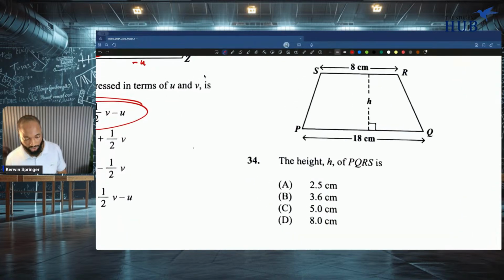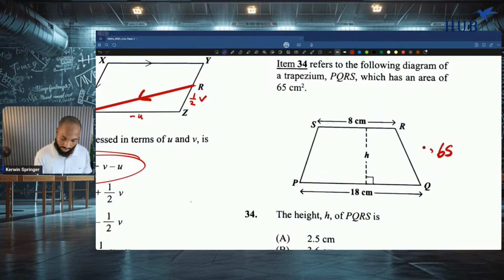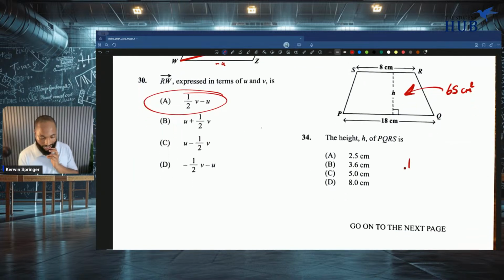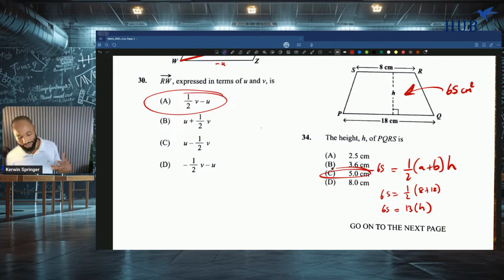The height h of PQRS is, they give me the area. The area is 65 cm squared. Well, the formula for the area of a trapezium is half the sum of the parallel sides times the height. They tell me the area is 65, and the parallel sides are 8 and 18. Half of 8 and 18 is like 4 and 9. 4 and 9 is 13. So 65 is 13 times h, so h is 5. 65 divided by 13 is 5. The height is 5.